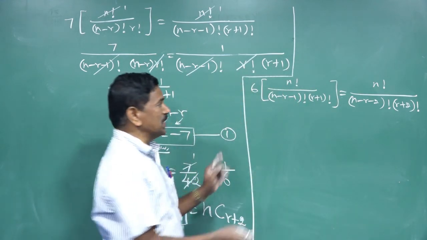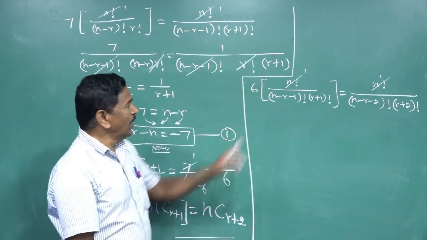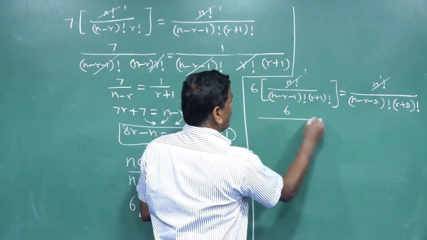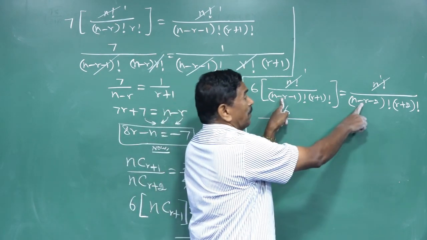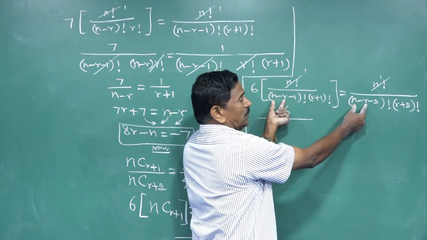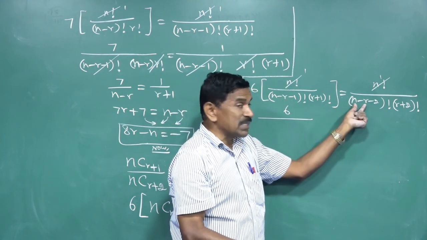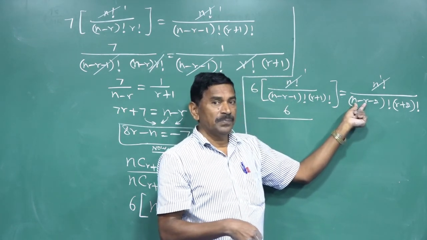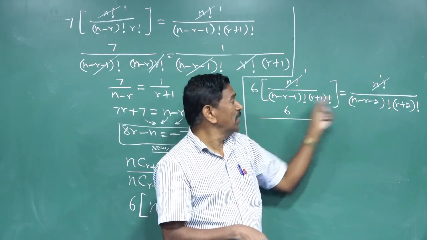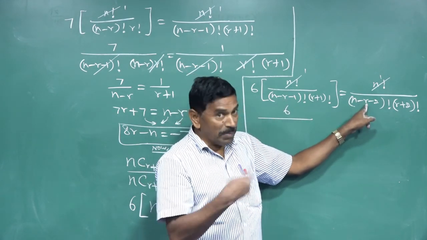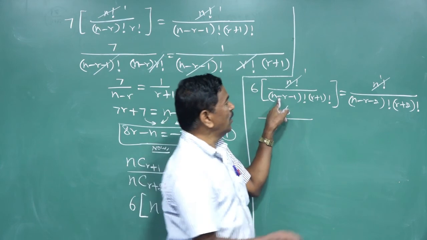Now I want to simplify. Simplification is very simple. 1 time n factorial and 1 time n factorial cancel. The remaining: 6 into 1, 6, so 6 divided by, now comparing n minus r minus 1 and n minus r minus 2, n minus r fixed. I want to identify which is smaller. Here n minus r minus 1 and n minus r minus 2, which one is smaller? Yes, n minus r minus 2, because 2 is reducing. So n minus r minus 1 is bigger, n minus r minus 2 is smaller, so the smaller is fixed, and the bigger one I want to change.